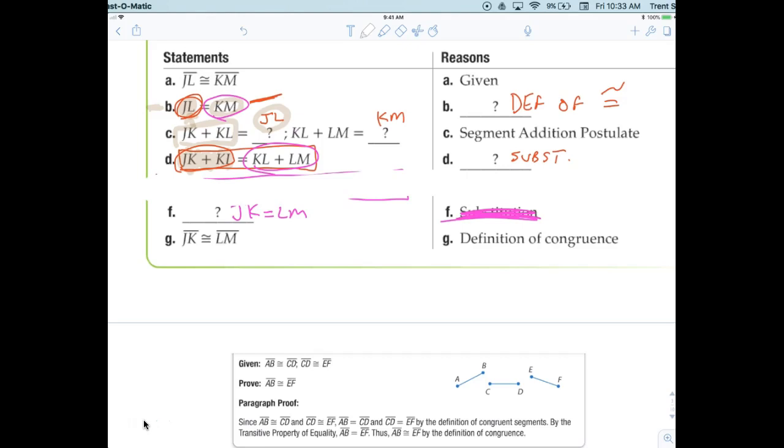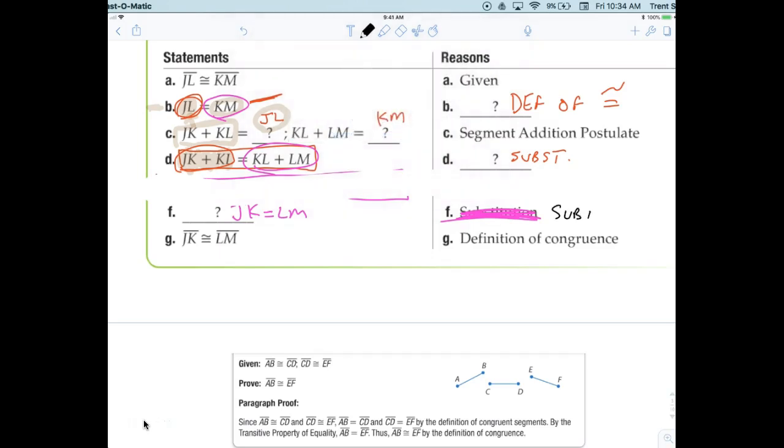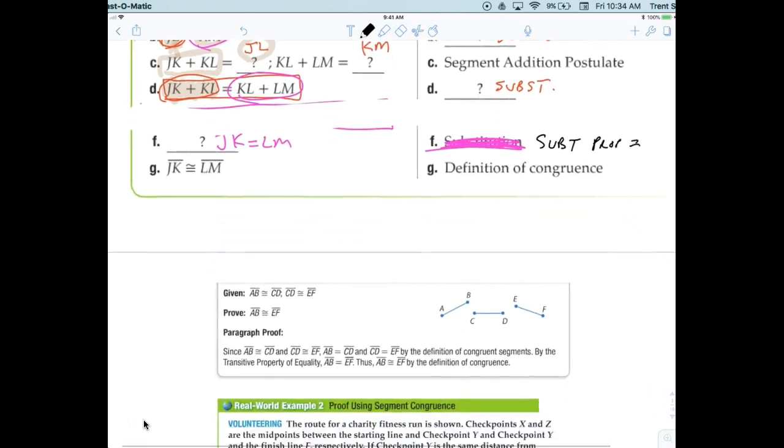Okay. So this statement right here should be, in my opinion, if I was writing the solutions, the subtraction property of equality. You agree with that? Yeah. All right, that's how we're going to do it. Now I'm just going to continue to scroll up a little bit.